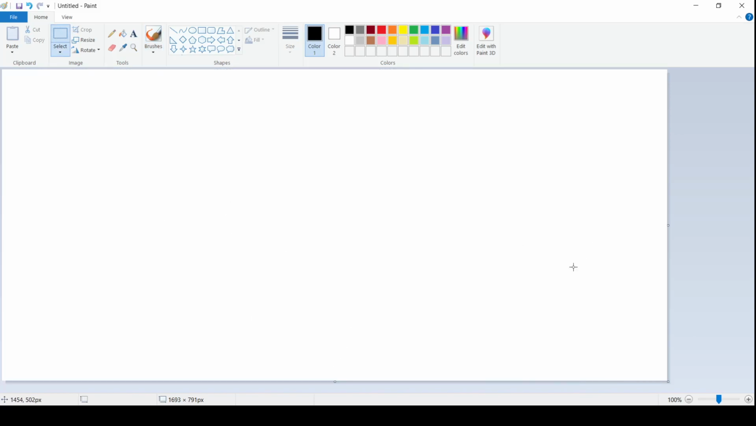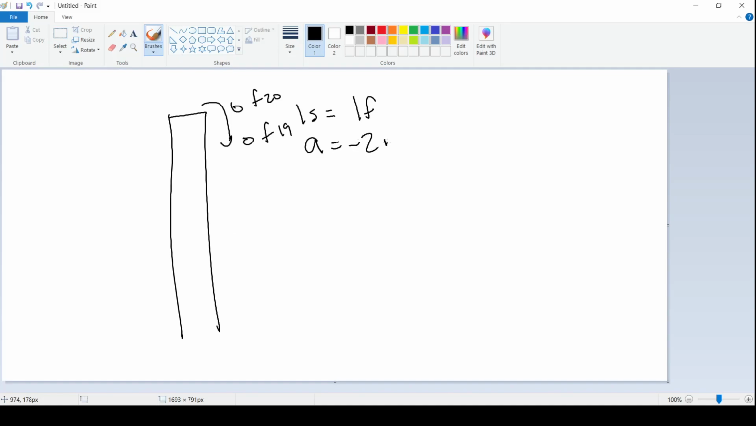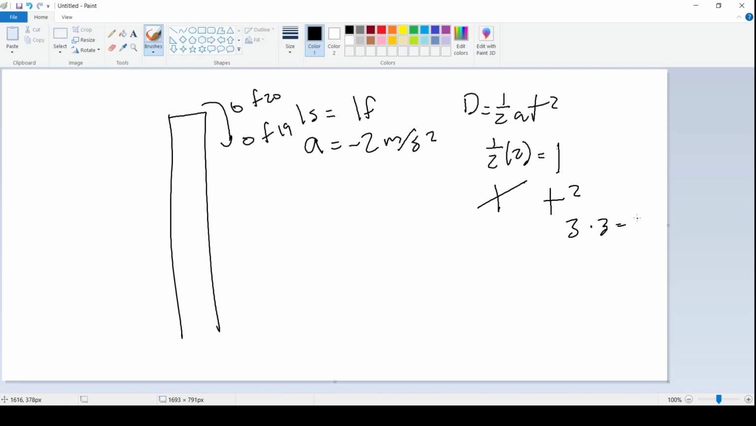Let's erase one last time. My acceleration is going to be negative 2 meters per second squared. Where's the 2 meters? Distance equals half a t squared. Half times 2 equals what? 1. 1, no longer needed. Time squared. 3 times 3 equals 9. So the answer is 9.